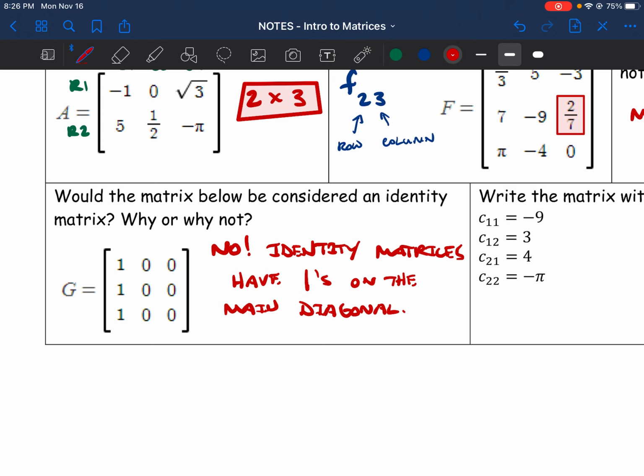Okay, so an example of an identity matrix that's a 3 by 3 would be 1, 0, 0, 0, 1, 0, 0, 0, 1. That would be an identity matrix because we can see that we have 1s on the main diagonal and every other entry in the matrix is a 0.